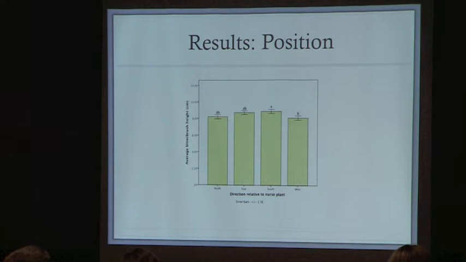Position also had an effect on bitterbrush growth. The average bitterbrush heights tended to be higher when on the south side of a nurse plant compared to when grown on the west side of a nurse plant.